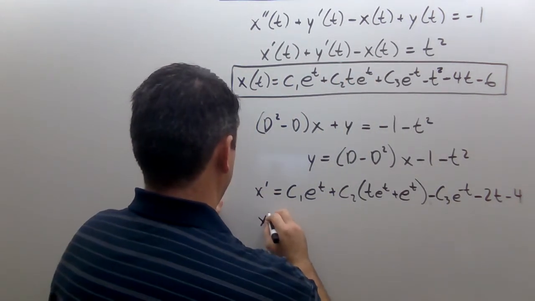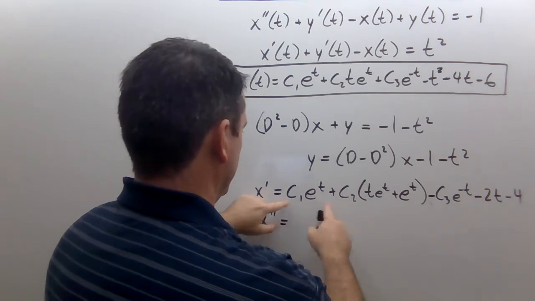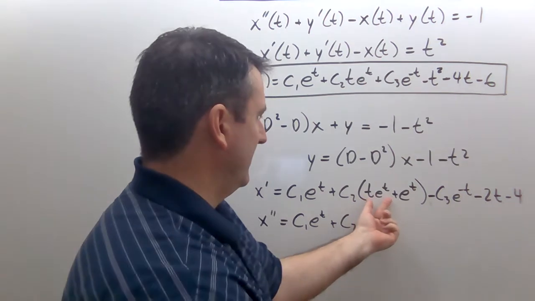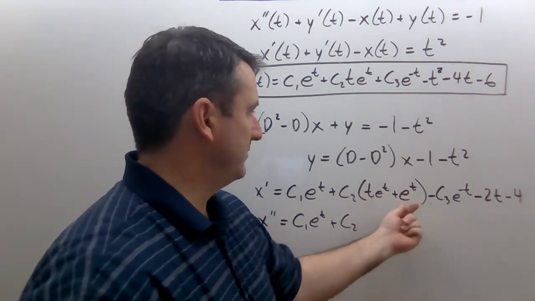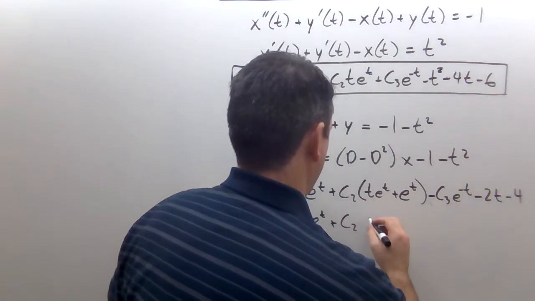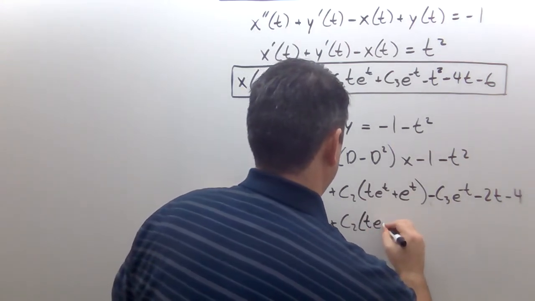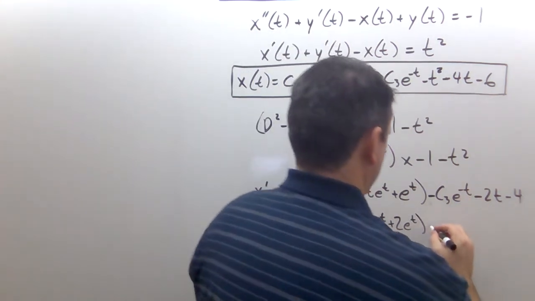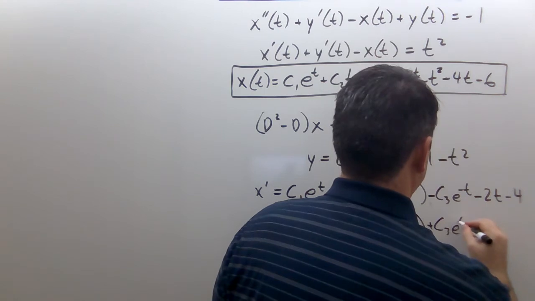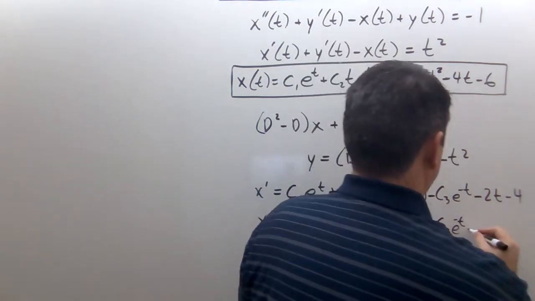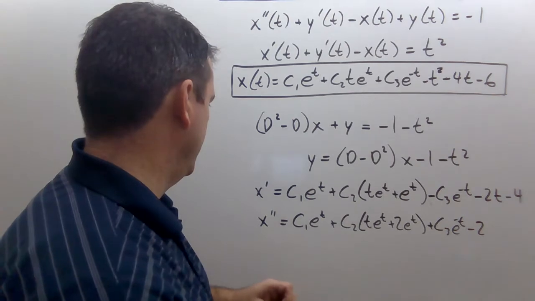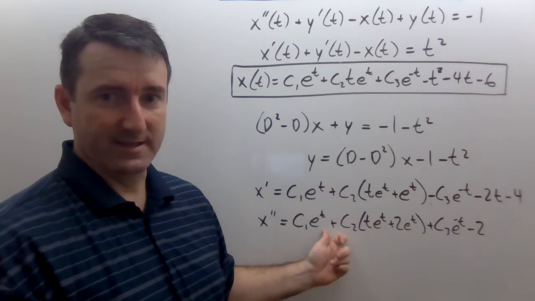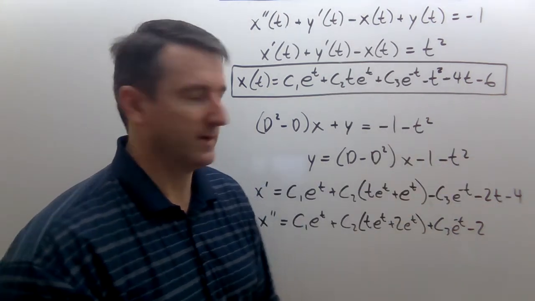And then the second derivative is going to be equal to, again, this isn't going to change, plus c2 times, well, the derivative of this is just going to be all of this plus another e to the t. So that's going to be t e to the t plus 2e to the t. This is going to change back to plus c3 e to the negative t, minus 2. And so there we have our first derivative, our second derivative. So y is equal to this, minus 1 minus t squared.